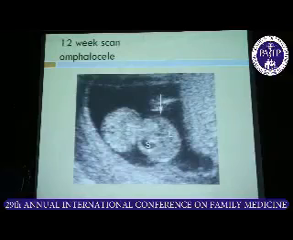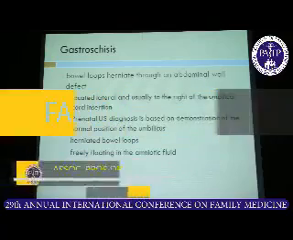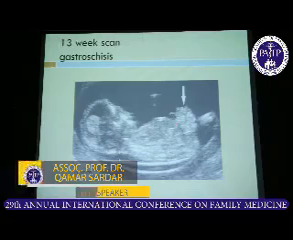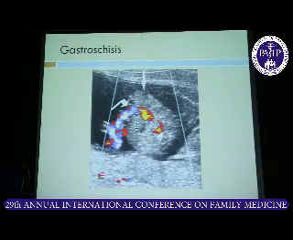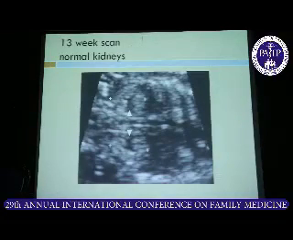Omphalocele: there is a fetus and there is an omphalocele protruding through the anterior abdominal wall. Gastroschisis: bowel loops herniate through an abdominal wall defect, and this is how it looks. The umbilical cord is separate and the bowel is floating freely; this is called gastroschisis. Another example of gastroschisis.